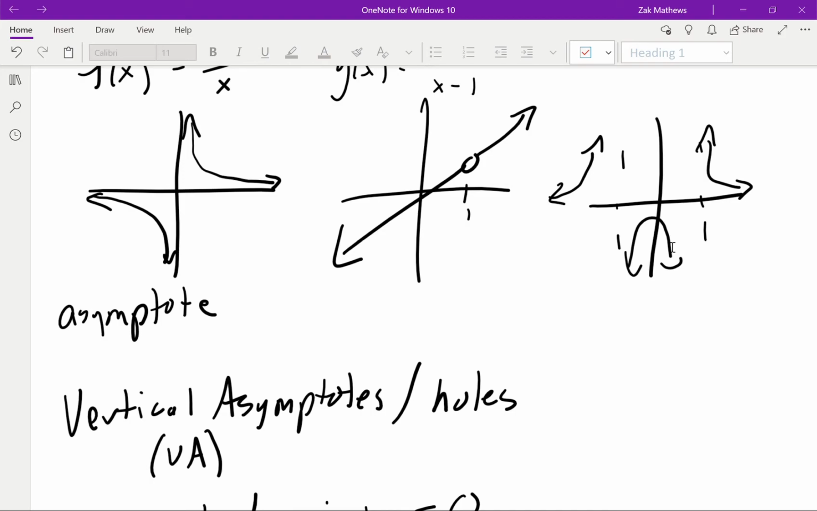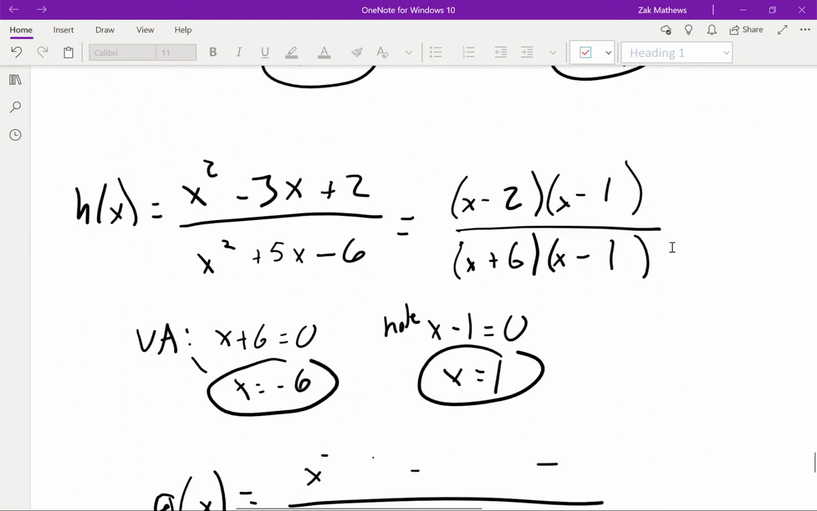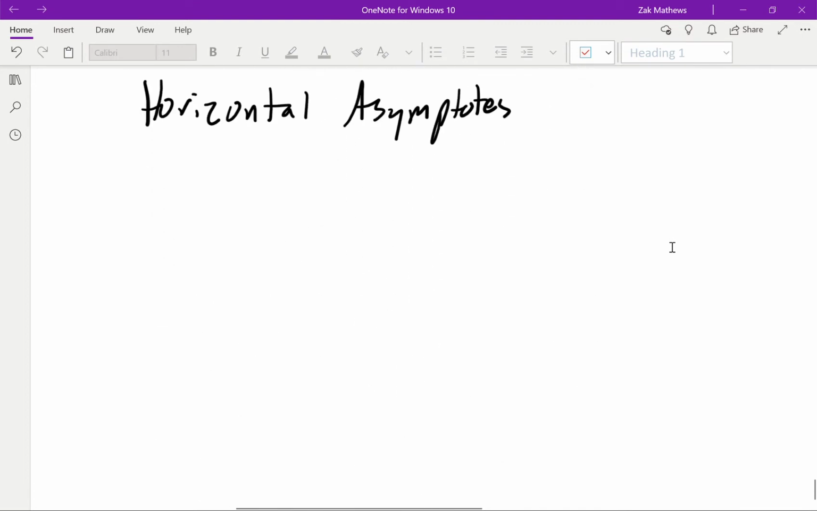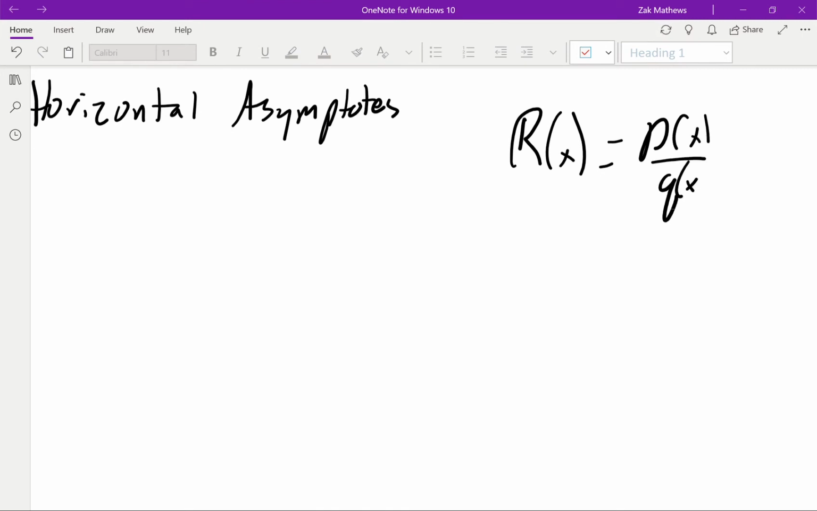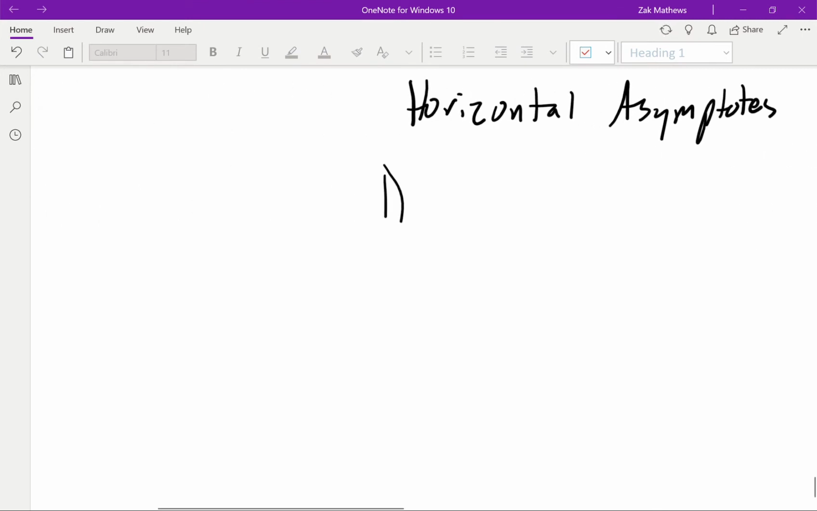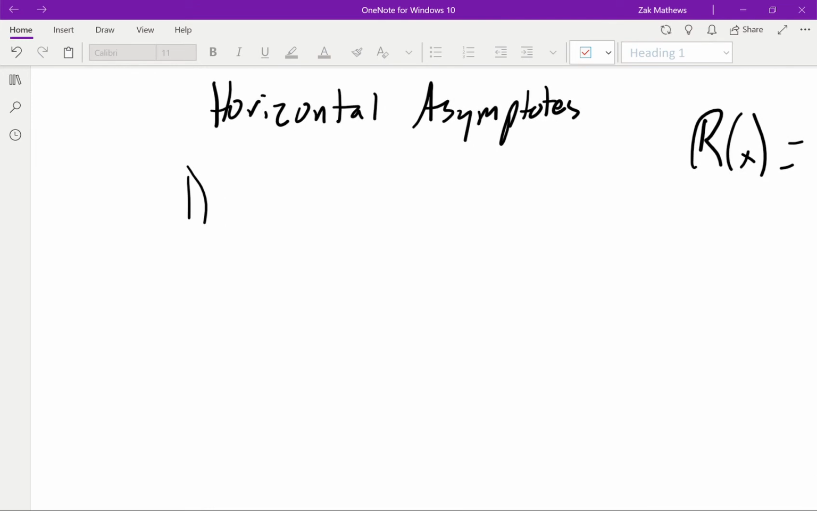So let me go ahead and scroll down and we'll set up these rules for horizontal asymptotes. Now there's going to be 3 different cases. Remember how we defined a polynomial rational function, the rational function of x? It's the p of x over the q of x. And so I'm going to reference the numerator and denominator in terms of this p and the q. So the first possibility is that the degree of the denominator is bigger than the degree of the numerator.